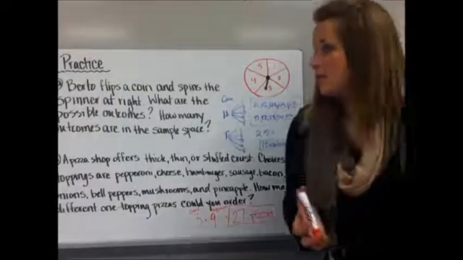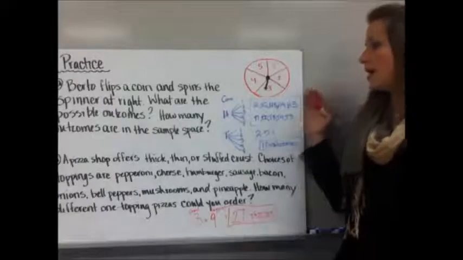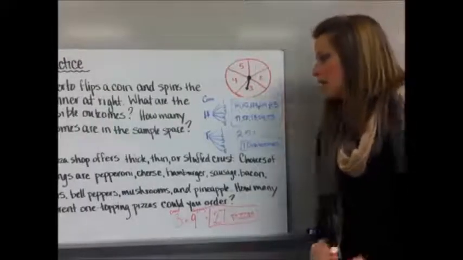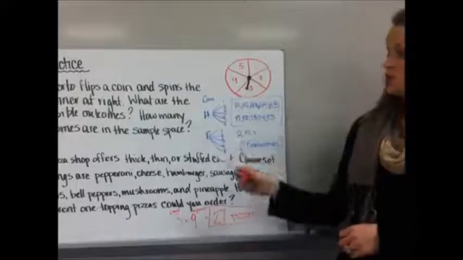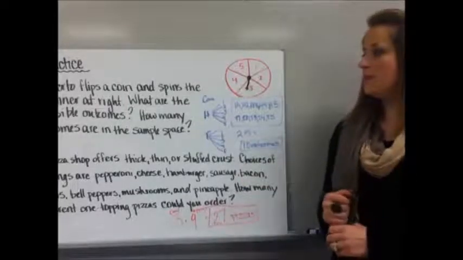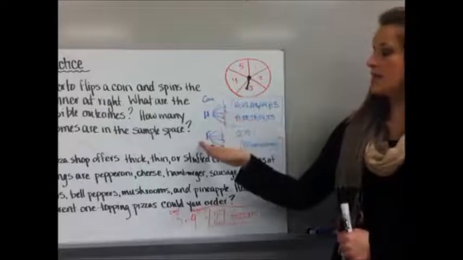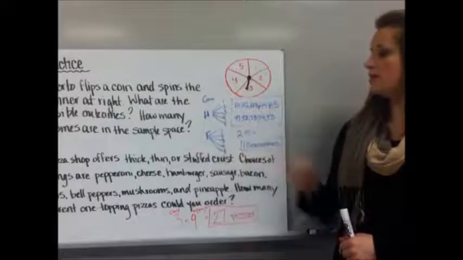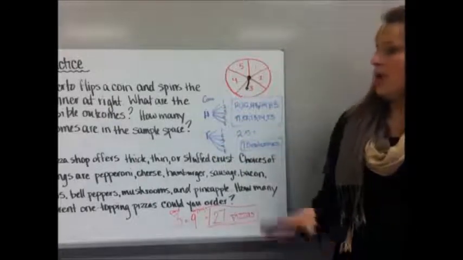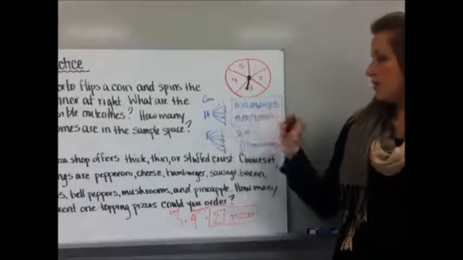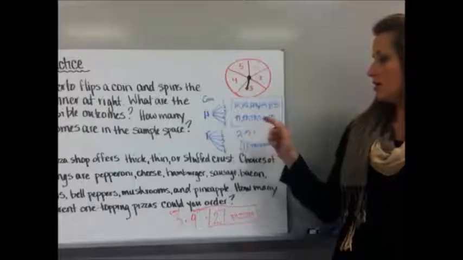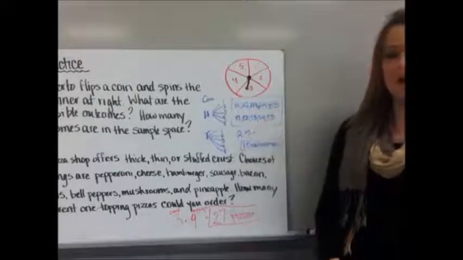Practice A. Berto flips a coin and spins the spinner at the right. What are the possible outcomes and how many outcomes are in the sample space? We use a tree diagram to get the possible outcomes. Heads and tails for the first column and then the spinner in the second column. And then match all those up. Heads 1, heads 2, heads 3, heads 4, heads 5. Tails 1, tails 2, tails 3, tails 4, and tails 5.